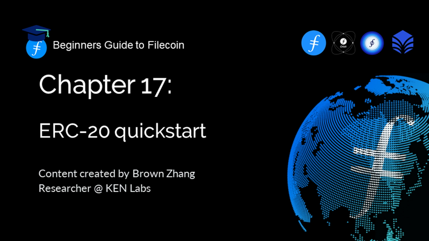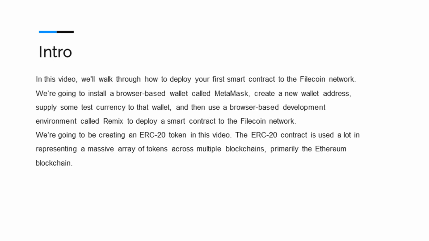Here we go! In this video, we'll walk through how to deploy your first smart contract to the Filecoin network. We are going to install a browser-based wallet called MetaMask, create a new wallet address, supply some test currency to that wallet, and then use a browser-based environment called Remix to deploy a smart contract to the Filecoin network.